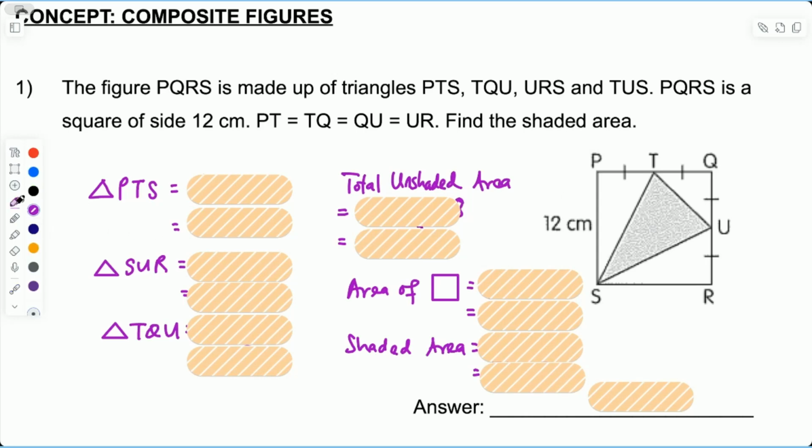Since this is a square, all sides are equal. PS is 12 cm. QR will also be 12 cm. SR will be 12 cm. The side QR is divided equally into 2. QU will be 6 and UR is 6. Likewise, PT is 6 and TU is 6.